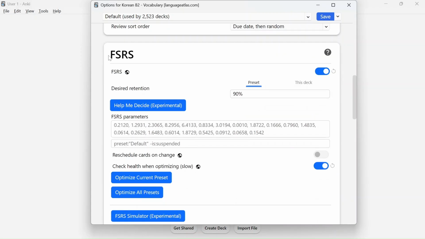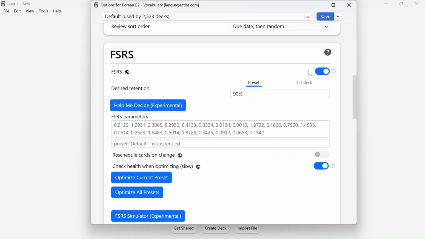If I scroll down, I can see there's an area over here called FSRS. Now, what is this? This is a new type of algorithm. Anki has a default algorithm, but this one, FSRS, is a lot better. The algorithm essentially determines when you see which cards, and this algorithm, according to many studies, is a lot better at giving you the correct cards and the correct amounts as well, which will result in a better memorization in a more effective and efficient way. So I use it myself, and I recommend that you use it as well.